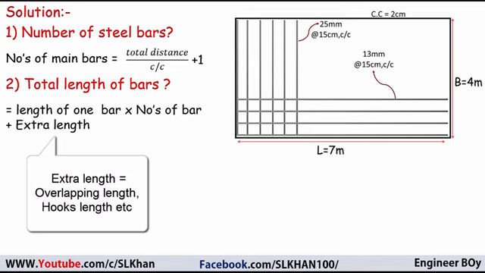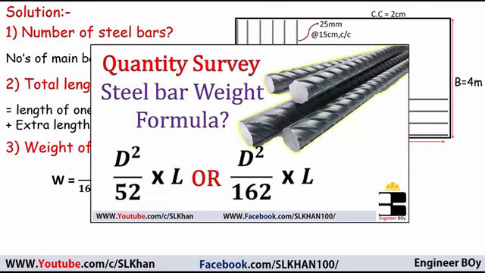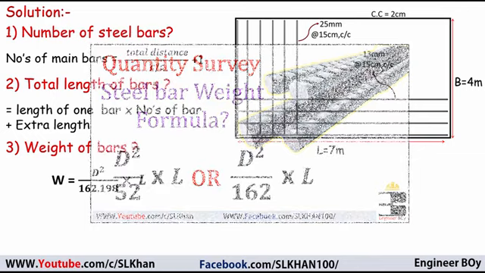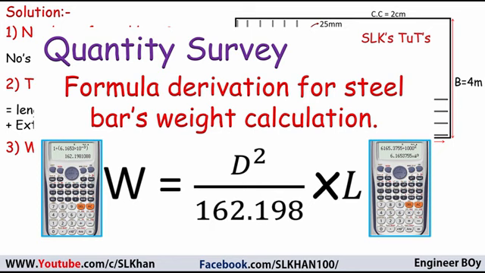My third step is the weight of bars, for which I'm going to use this formula: d square by 162.198 times the length of the bar, in the MKS system. If you are working in the FPS system, of course you can use d square by 532.9 times L. The derivation of this formula is also uploaded on the same channel. You can watch that. The link to that video is down below in the video description.